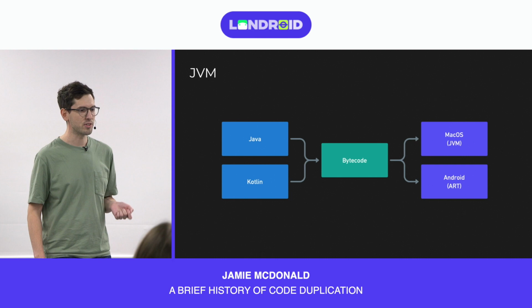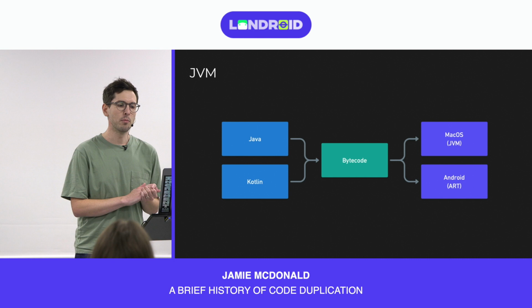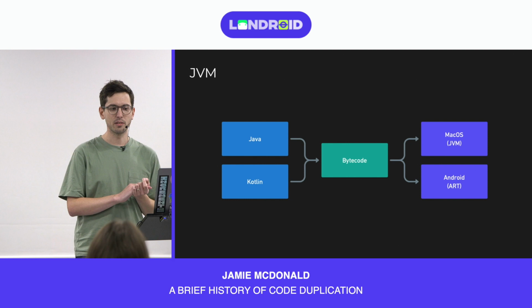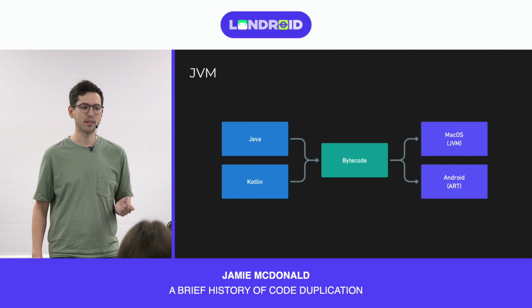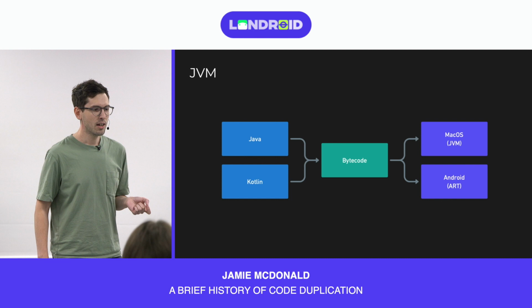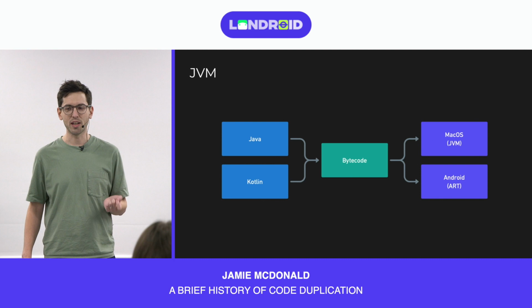With the JVM, you write code in a language like Java, but you compile it to an intermediate bytecode format. You just compile it once, and then you can run that same package on any device that has a JVM. That could be a desktop computer, a server, a smart fridge. I was trying to find the most ludicrous example of a device that runs the JVM, and that is the Mars Spirit rover.